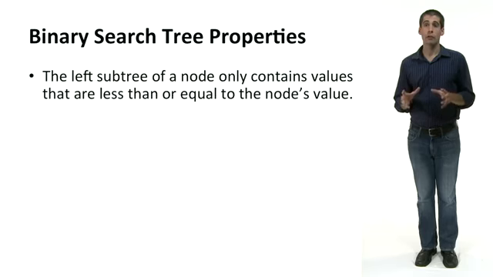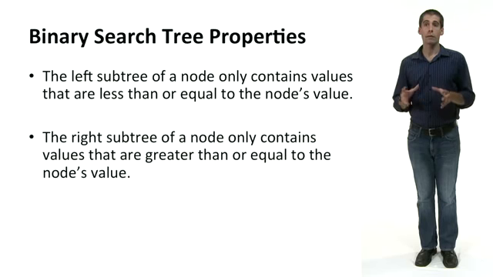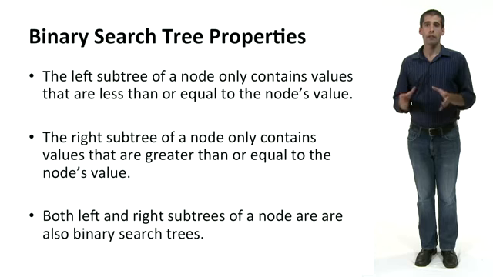First, the left subtree of any node contains only values that are less than or equal to the node's value. Second, the right subtree of a node only contains values that are greater than or equal to the node's value. And finally, both the left and right subtrees of all nodes are also binary search trees. Let's look at an example with the same numbers we used earlier.